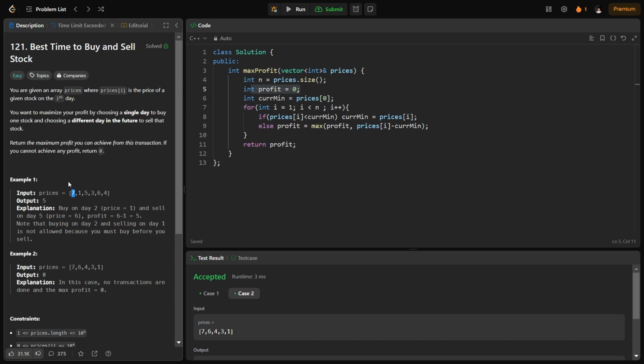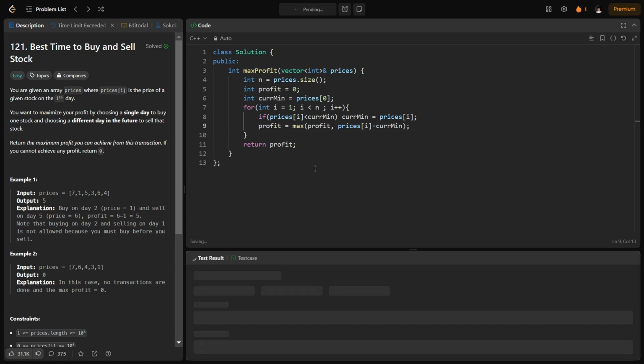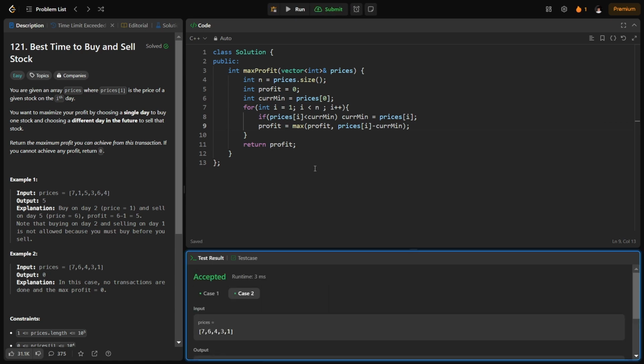Now if you move ahead, we find a new minimum, right? So if we find a new minimum, we cannot have a profit. We would definitely have a loss if I sell on that day, if I found a number which is the current minimum in the array. So in that case, I would just update my current minimum, because in no way would I be able to find the profit. Even if you remove this else, this would still work. But we are not trying to do that.